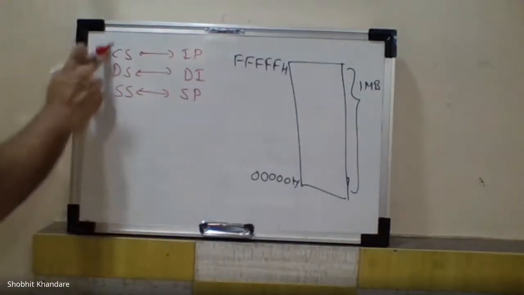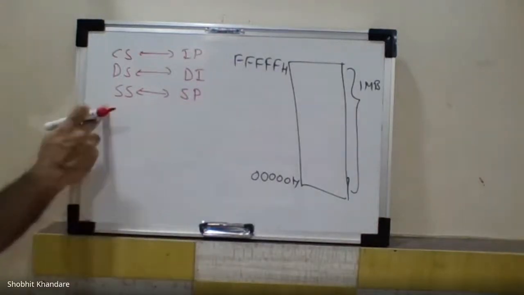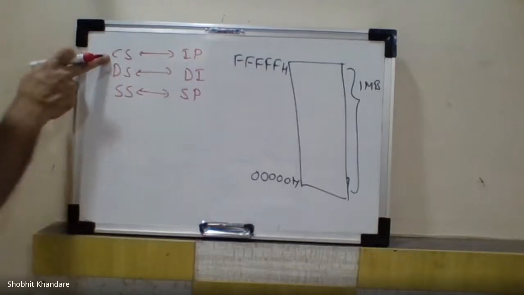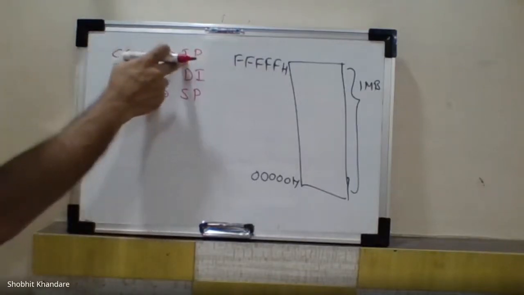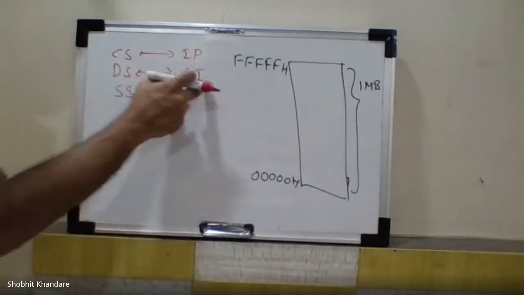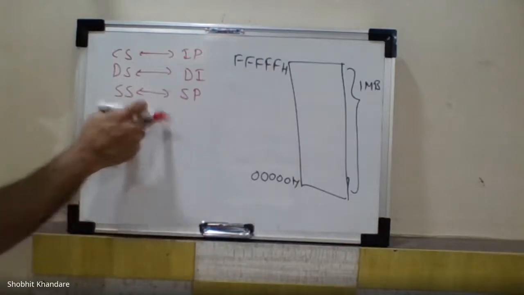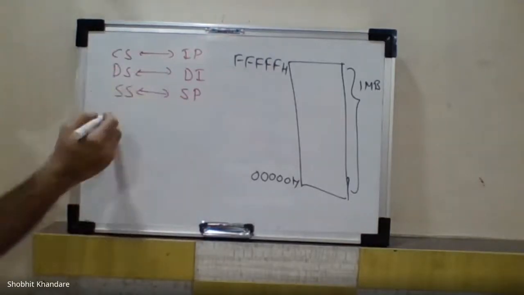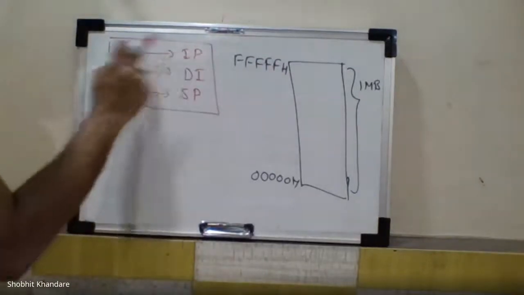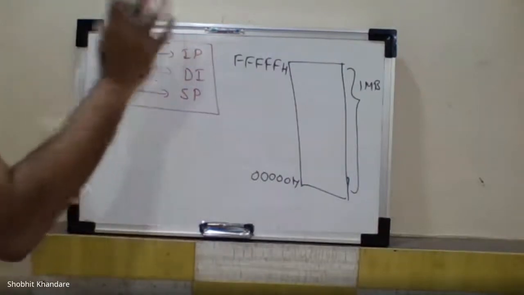So here I have written the segment registers. Here I have written the offset address. Both of them are 16 bits. To get the effective address, you have to consider the code segment along with the instruction pointer, the data segment along with the destination index, and the stack segment along with the stack pointer. So we'll go one by one. This is important, you should remember, they will go hand in hand. This is the one-to-one correspondence.